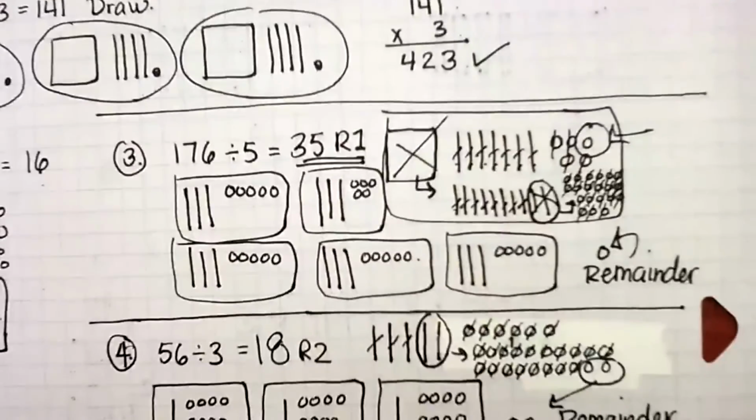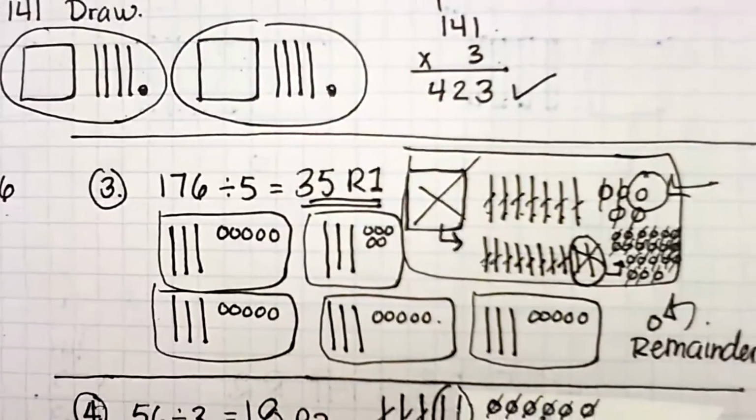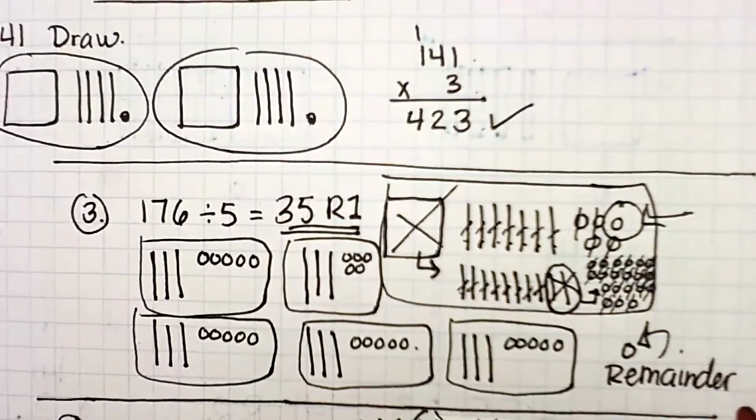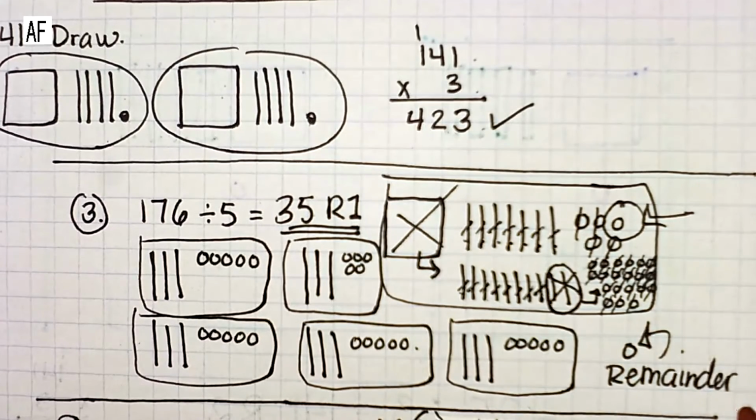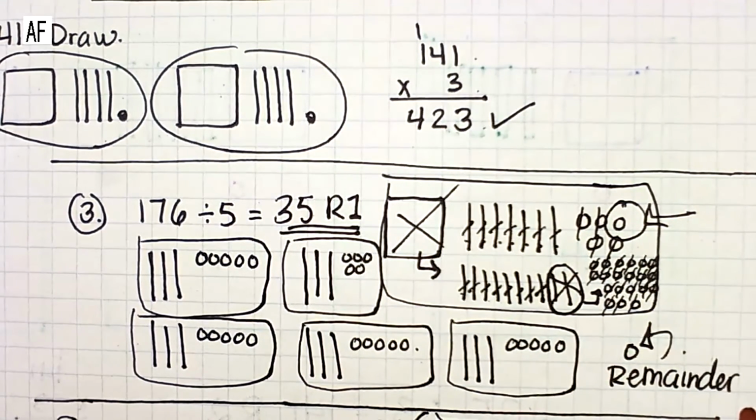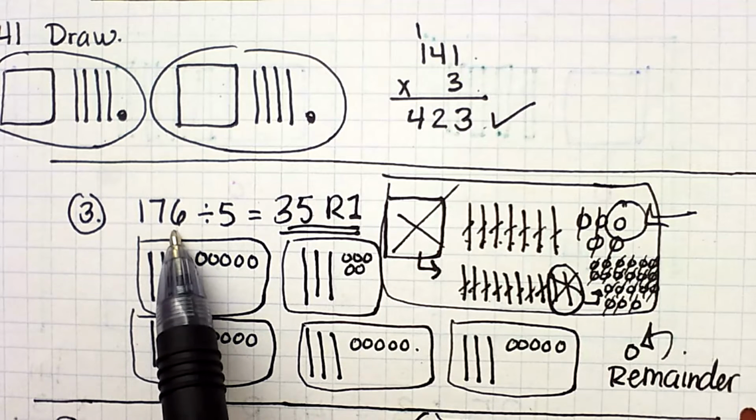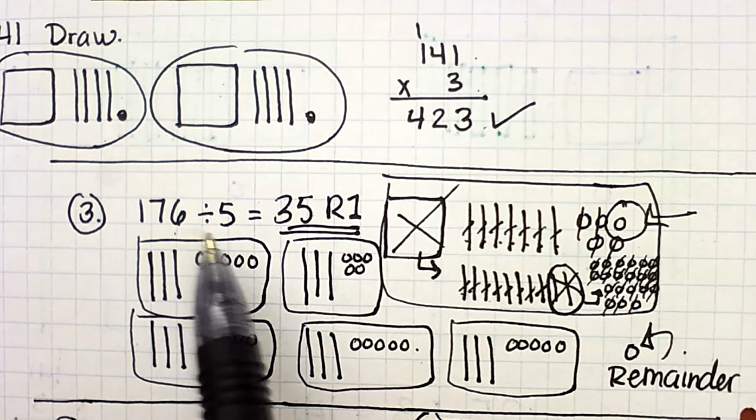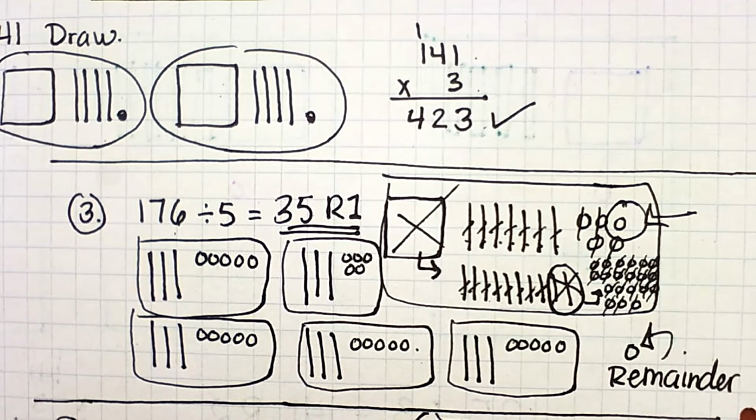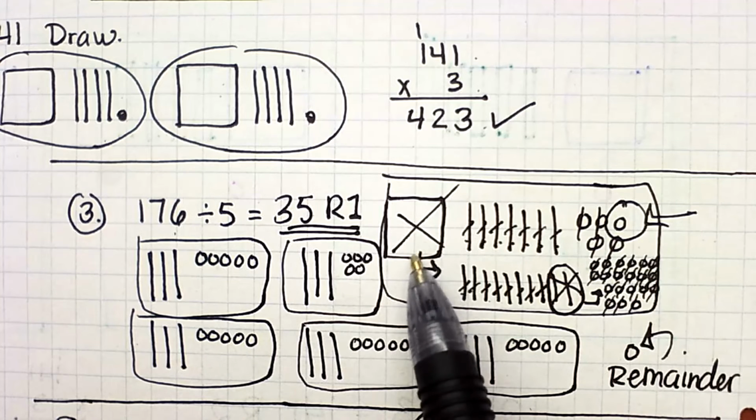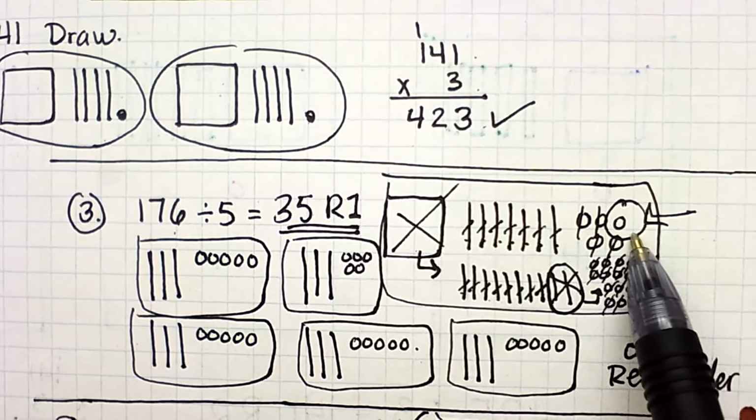All right, for number 3, we had to solve 176 divided by 5. Now again, looking at this question right away, we know multiples of 5 either end with a 5 or a 0. So since 176 ended with a 6, I know that I'm going to end up with remainders. So I draw it out, 170 and 6 up here.